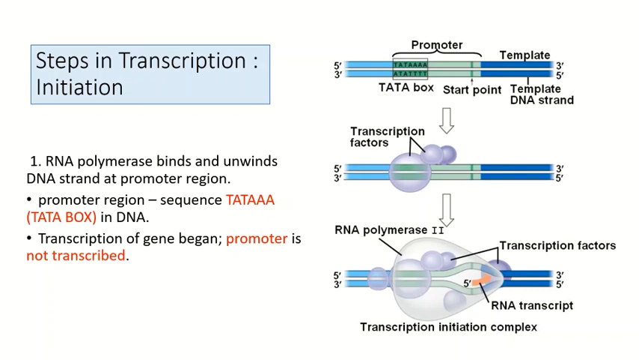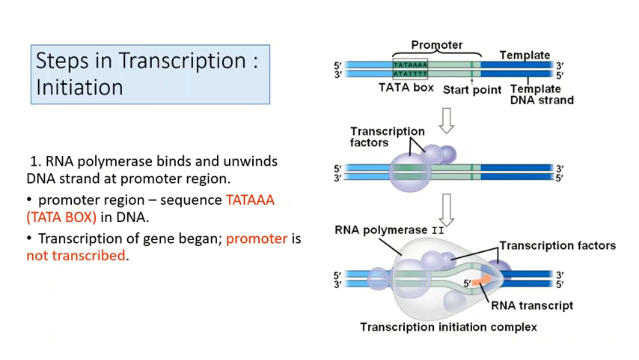So you can see from the photo there, down there you have the RNA polymerase 2. But first of all, RNA polymerase binds and unwinds the DNA strand at the promoter region. So what is the promoter region? It is a sequence of TATAAA, or normally known as the TATA box in DNA. So just imagine, if you have a double-stranded DNA and you find that it has a TATA box sequence, meaning that it is a sequence for the promoter. Okay, so this is the promoter region.